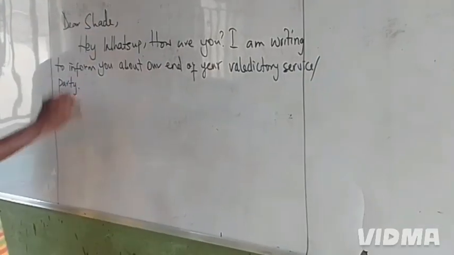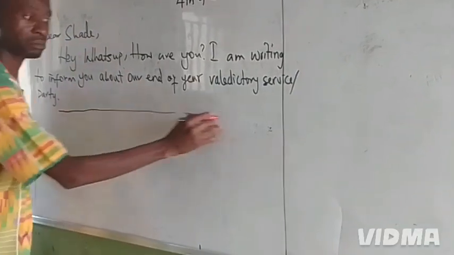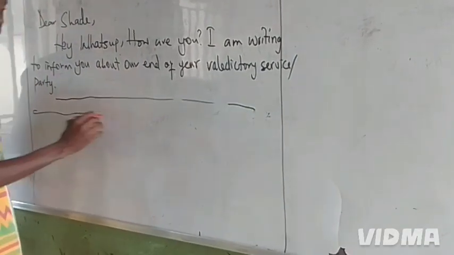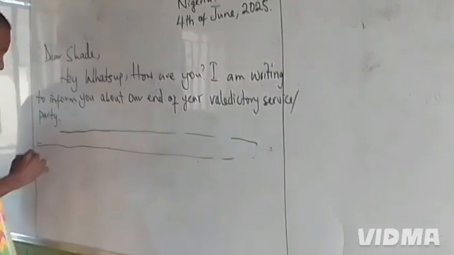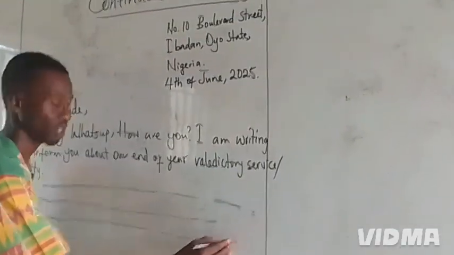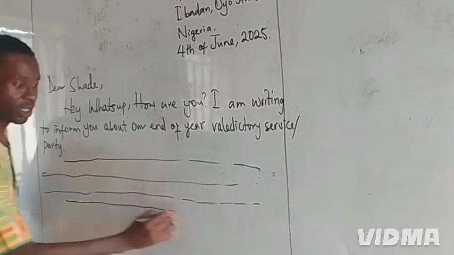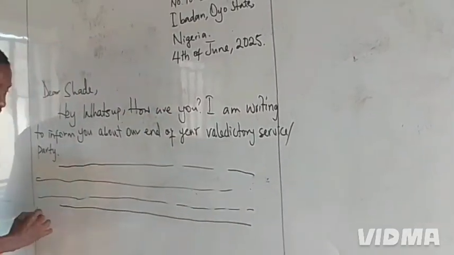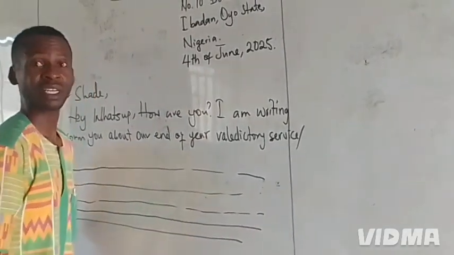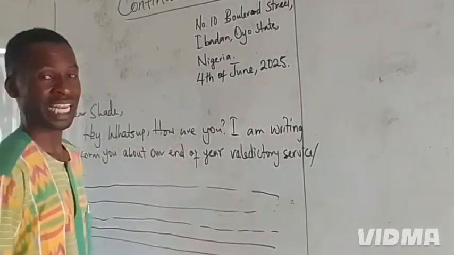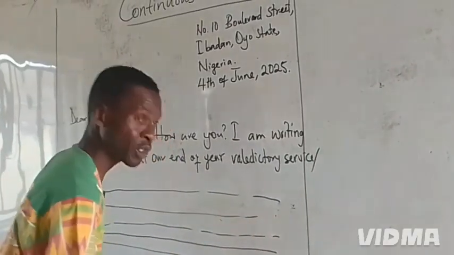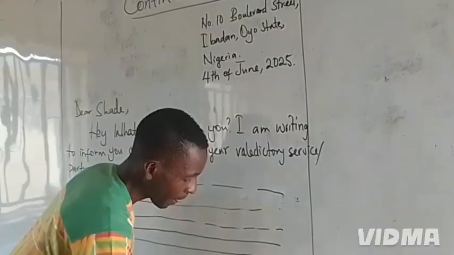Second paragraph, details. Where is it going to happen? Who is coming? What is going to happen? Special appearances. Then the last paragraph, conclusion. You summarize everything and then a greeting. What is important? The last part, salutation, whatever you call it.